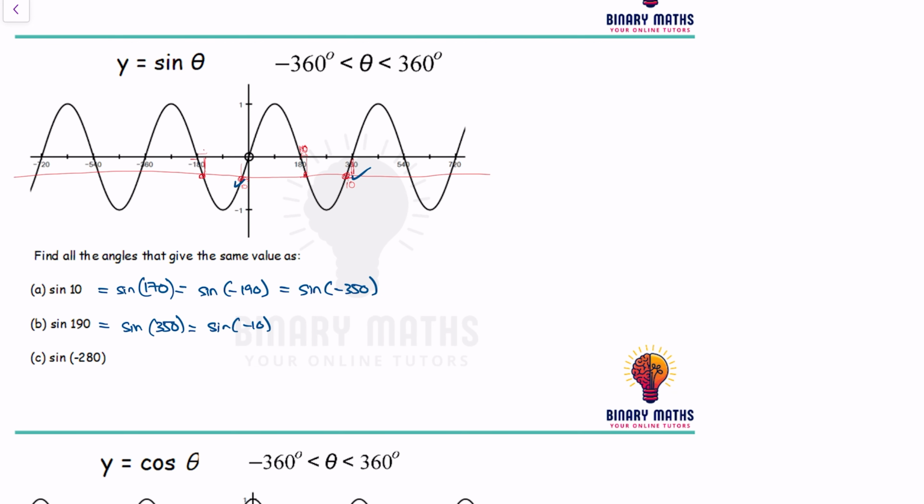This one here must be 10 away from minus 180, because it's before minus 180. So that must be minus 180 plus 10, which is sine of minus 170. Those are all within the range of minus 360 to 360. Next one is sine of minus 280. Minus 270 is here, so minus 280 would be somewhere here.